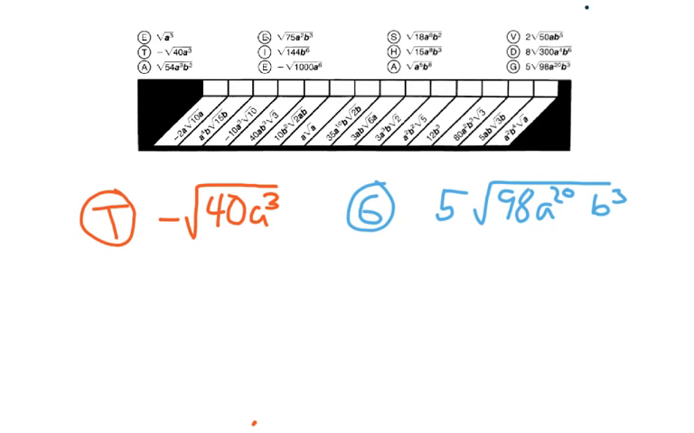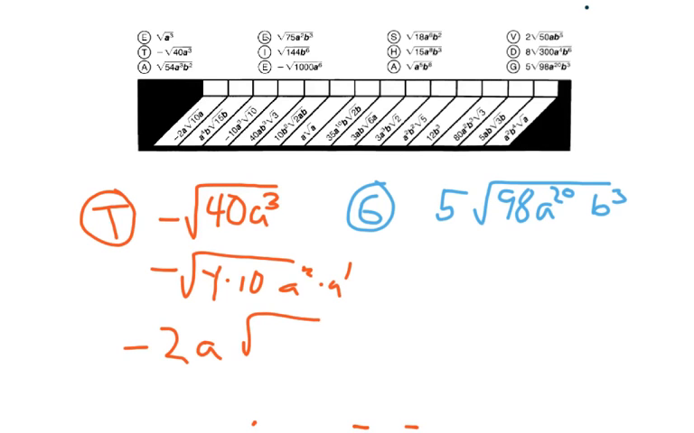Let's see what I can do. Okay, this one I am doing T, which is right here. Negative is just waiting on the outside. Break down the 40 into 4 times 10. A to the second times A to the first. 4 can escape. That becomes negative 2A, 10A. Okay, pause. Okay, down to 9 seconds.